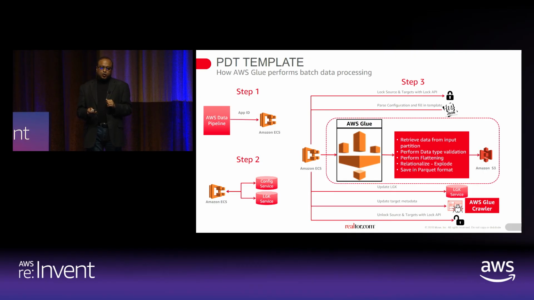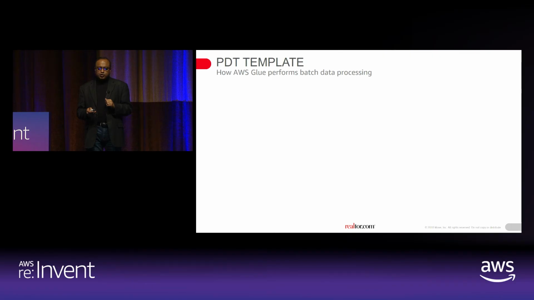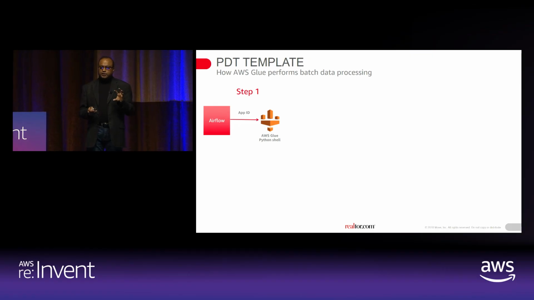However, we are moving forward with a new way of doing things. We are gradually moving away from Data Pipeline into Airflow to manage complex DAG-based dependency management. And instead of ECS, we kick that off in Python shell. We are a beta user for that.